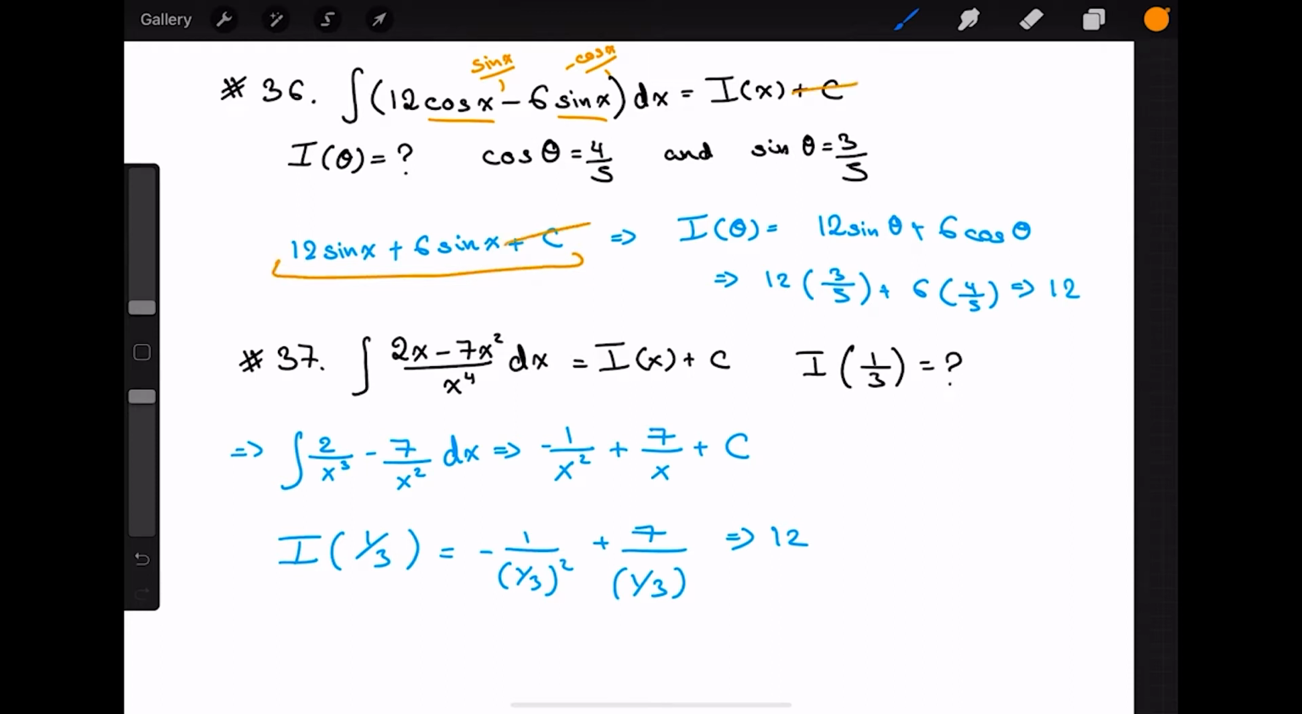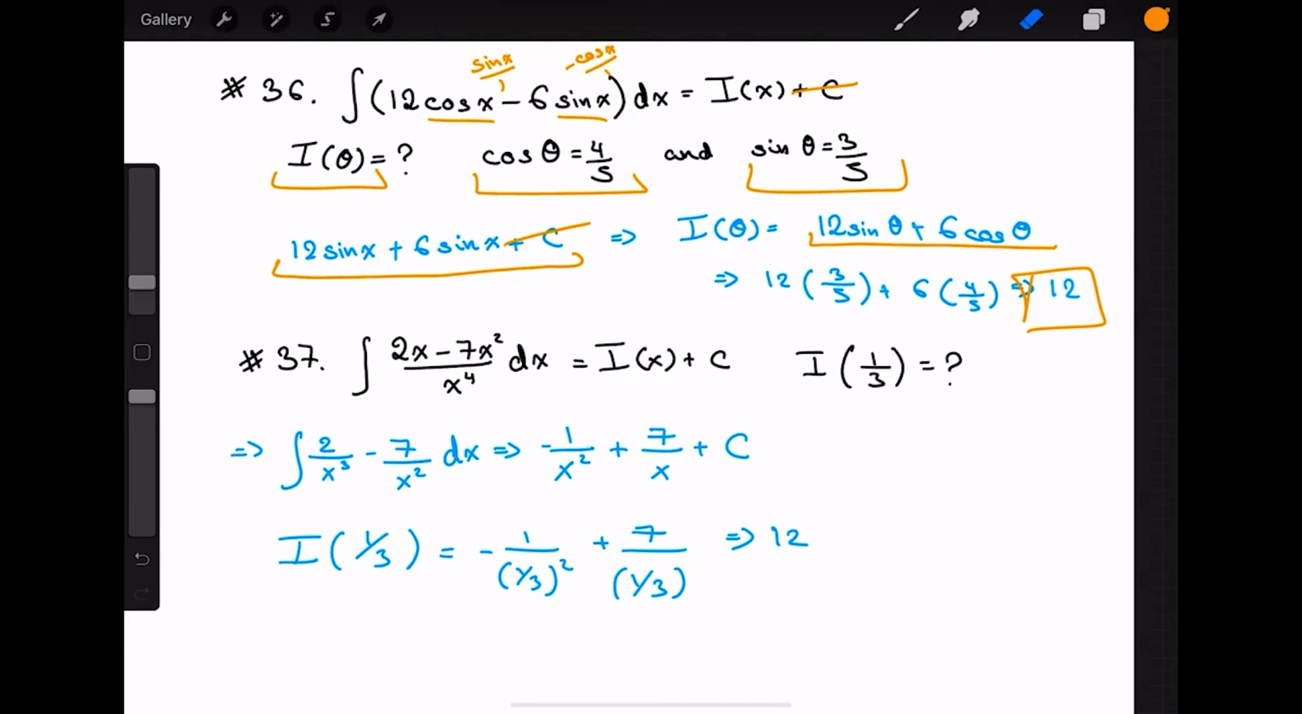C you can remove since you're only looking at theta. So if you substitute theta into the equation, you have 12 sine theta plus 6 cosine theta. They already gave you that cosine theta is equal to 4 over 5 and sine theta equals 3 over 5. So you simply substitute and calculate. You will get 12. Moving on to question 37.